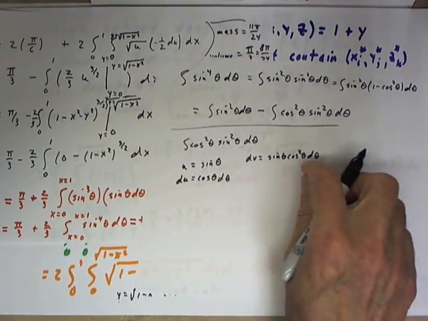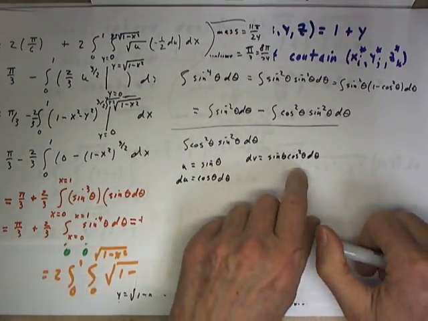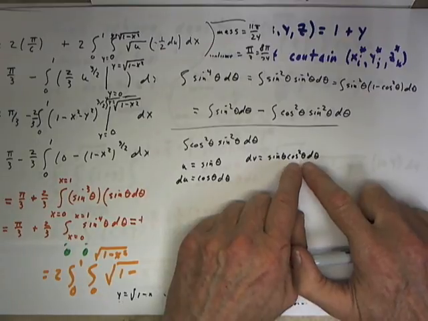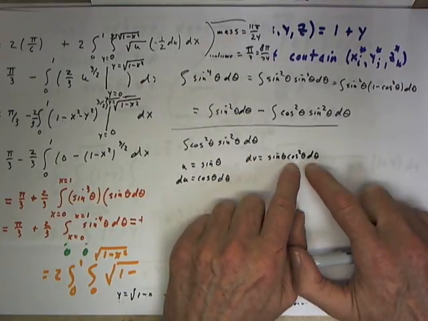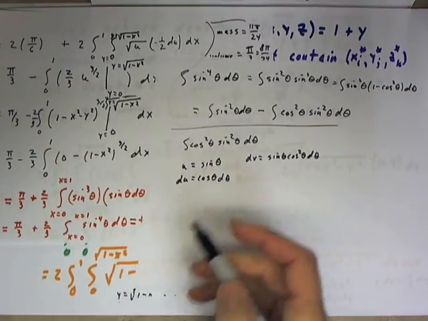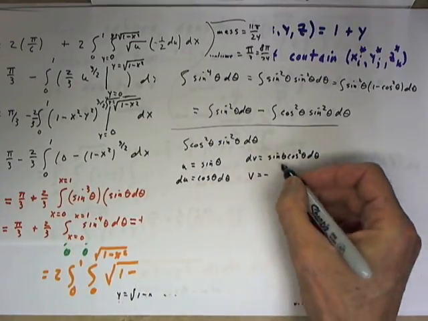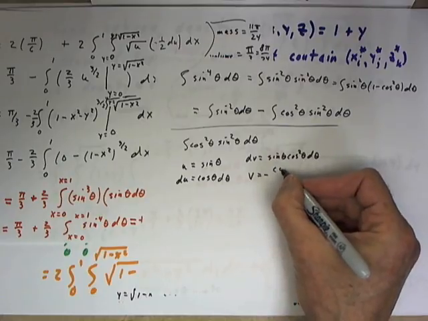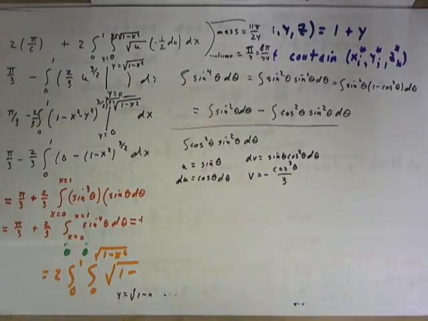Now, integrating this, and I'm not going to go through the details, but if I did a substitution, let's say w equals cosine theta, then dw would be negative sine theta d theta, and we'd have a w squared over 2 dw, so that v would equal the negative of w cubed over 3. That would be cosine cubed theta over 3.